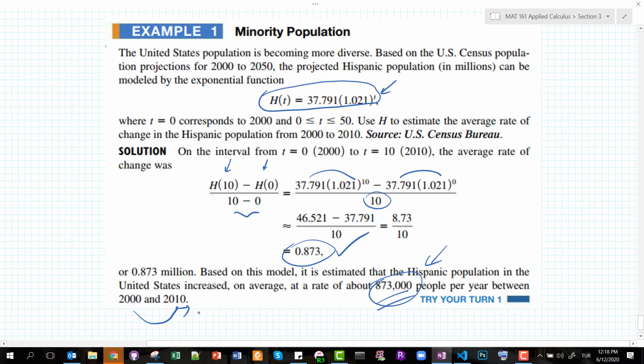What if I ask you what would be the right yearly change? Then we would need to use the instantaneous rate of change formula instead of the average rate of change. So we will look at more examples to see the difference between these two concepts.